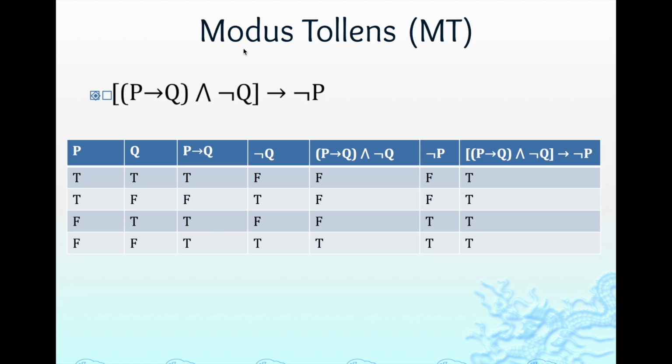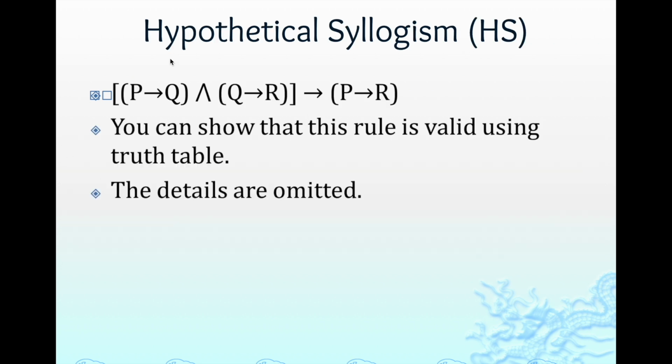Let's talk about Modus Tollens, abbreviated as MT. If you know that P implies Q and Q is false, you can deduce that P is false. Let's talk about hypothetical syllogism, abbreviated as HS. If P implies Q and Q implies R, you know that P implies R. You can show that this rule is valid using a truth table, and the details are omitted.